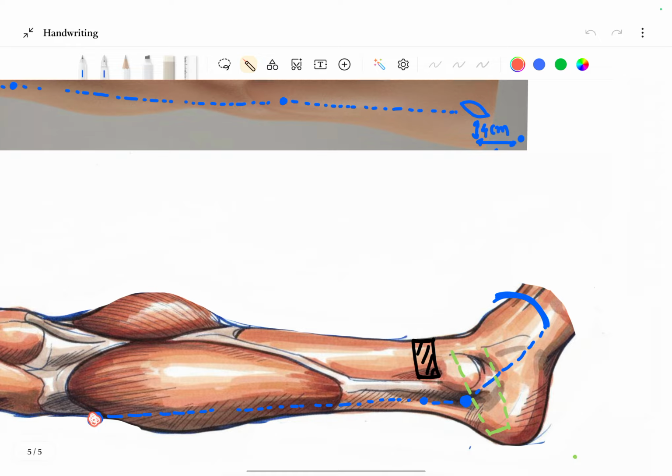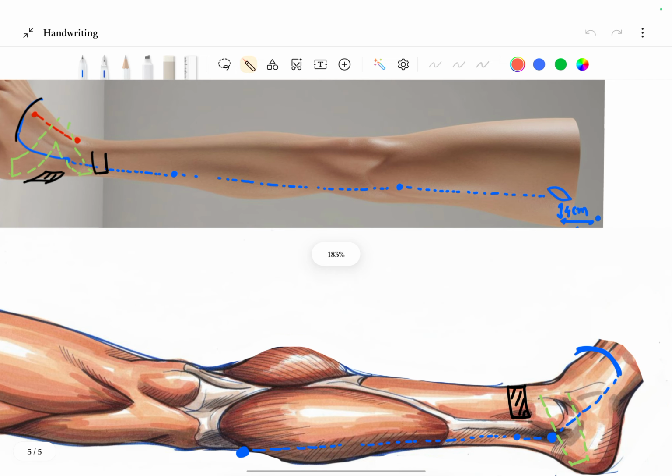Draw your fourth point at the center of the popliteal fossa. Suppose this is the popliteal fossa, so I draw it here. So this is your first point, second point, third point, and fourth point. Connect all these points. This will be your small saphenous vein. Okay, clear? I hope you are getting it right.